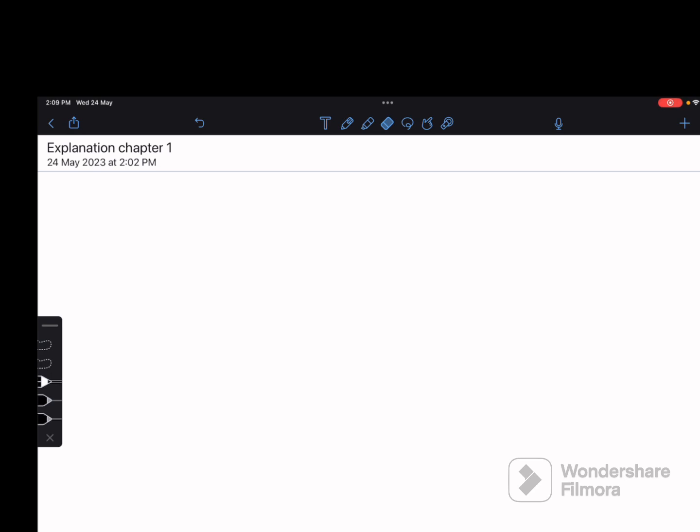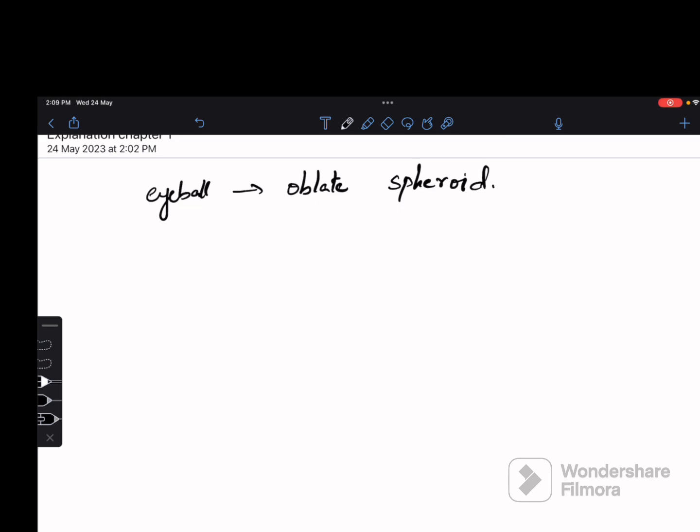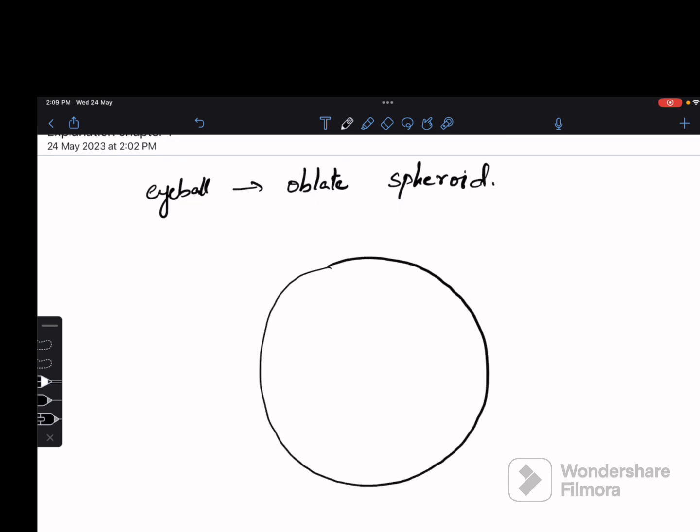If I talk about an eyeball, I say the eyeball is like a sphere. But honestly speaking, we call it an oblate spheroid. So it is like a sphere. Now, supposing this is the eyeball, this part will be the anterior part, and this is your posterior part. So there is an anterior pole and a posterior pole.